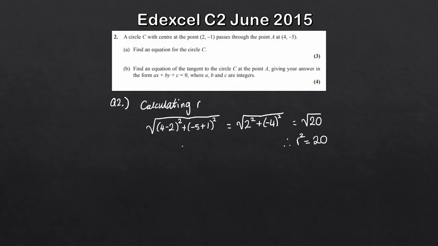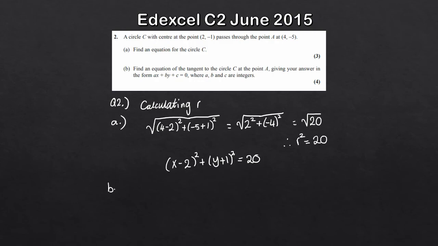So now we can write down the equation for the circle C, which would just be, if the centre is the point (2, -1), x minus 2 all squared plus y plus 1 all squared. It's equal to r squared, which is 20. Okay, and that's our equation for the circle C. So that was part A.